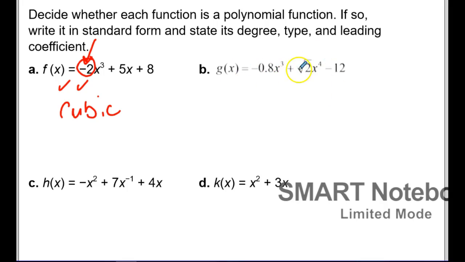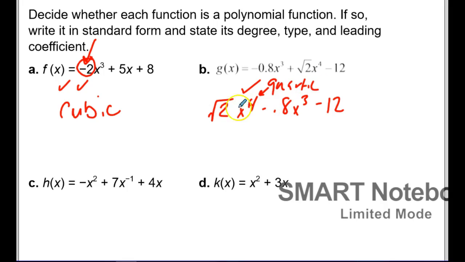Let's look here at B. So first I have to determine, is this a polynomial? I see all of my exponents are whole numbers, so yep. To rewrite this in standard form, I have to take the highest variable first, so 2x to the 4th minus 0.8x cubed minus 12. So now my exponents are decreasing in order. This, with a 4, right, we've talked cubic, this would be a quartic function, okay? And then our leading coefficient right here is the square root of 2. It's the value that is with the highest exponent.